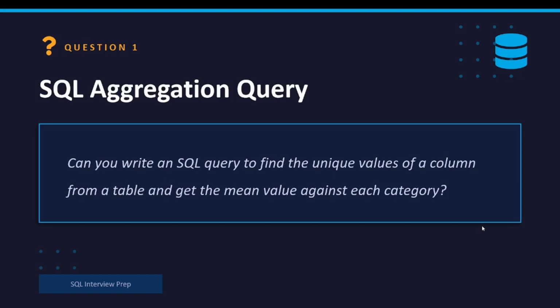In this presentation, we are going to cover two very important and commonly asked SQL interview questions. The first is about how to find unique values in a column and calculate the mean for each category. The second is about understanding the different types of join operations in SQL. These are concepts that come up repeatedly in data analyst and data engineer interviews. So let's make sure you understand them inside out.